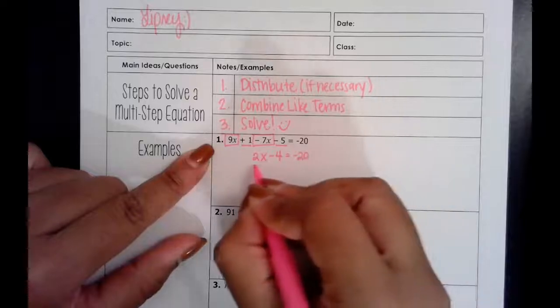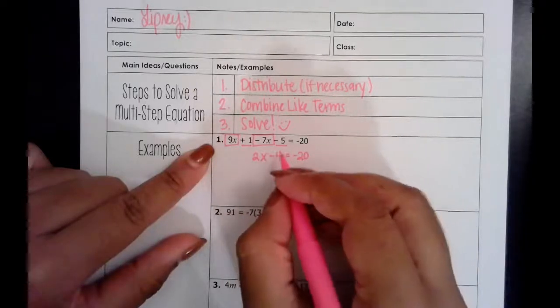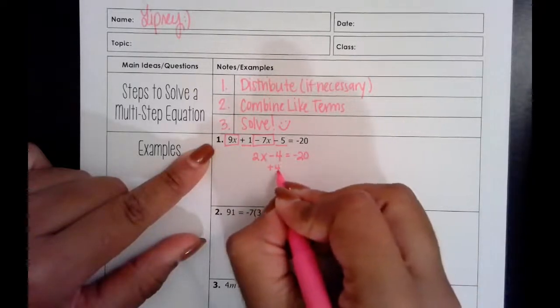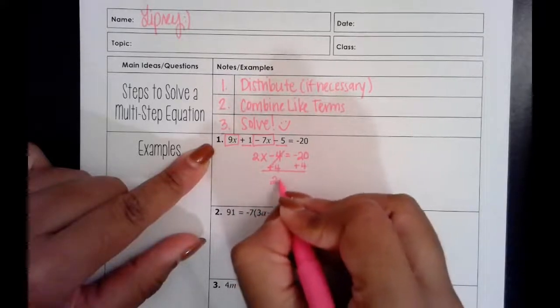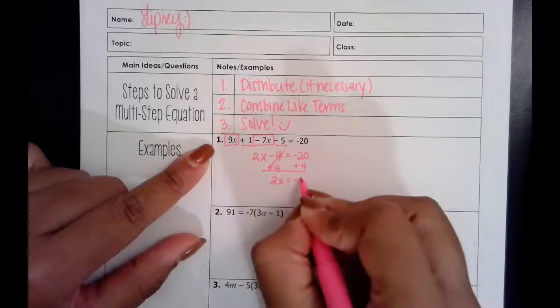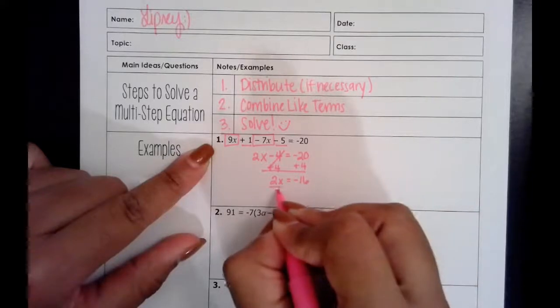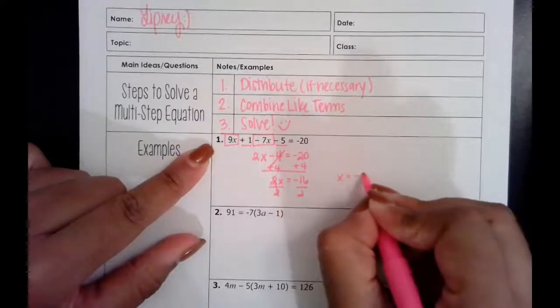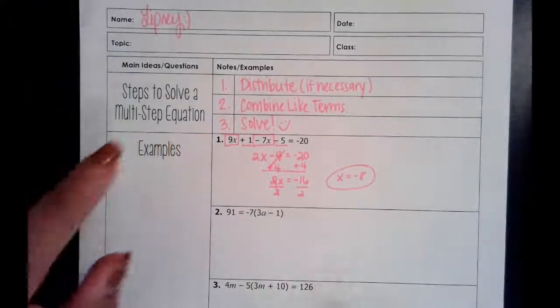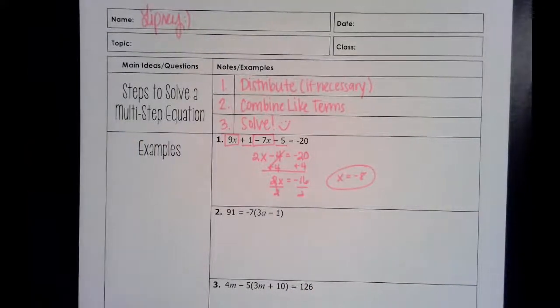Now we just have a regular two-step equation. So we add 4 to both sides. That leaves me with 2x equals negative 16. Divide by 2. X equals negative 8. And go back and check your answer. Always go back and check.